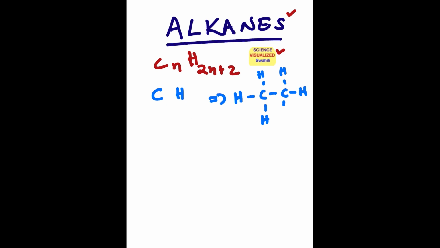Next, we look at if n is 3, then it will be C3 and then H2n. So 2 times 3 is 6 plus 2 gives you 8. So C3H8, and therefore you're going to have 1, 2, and then 3, the third carbon with hydrogens. And the name for that is propane.